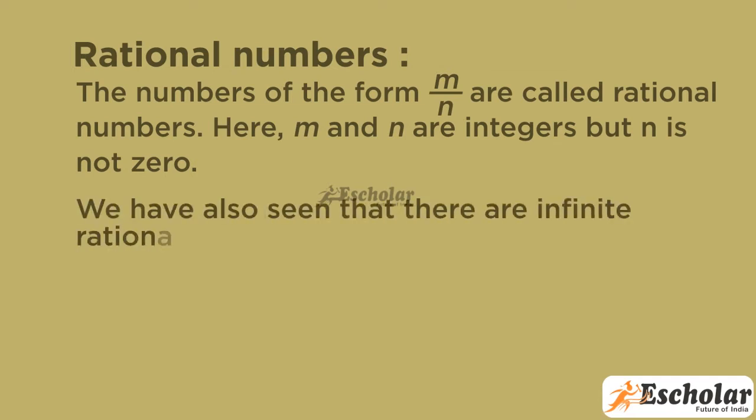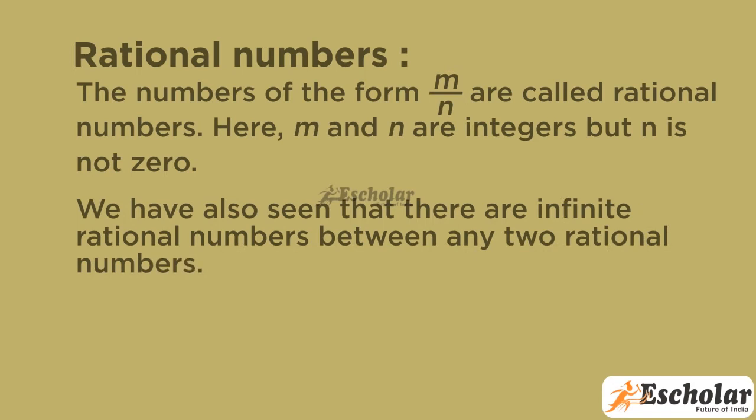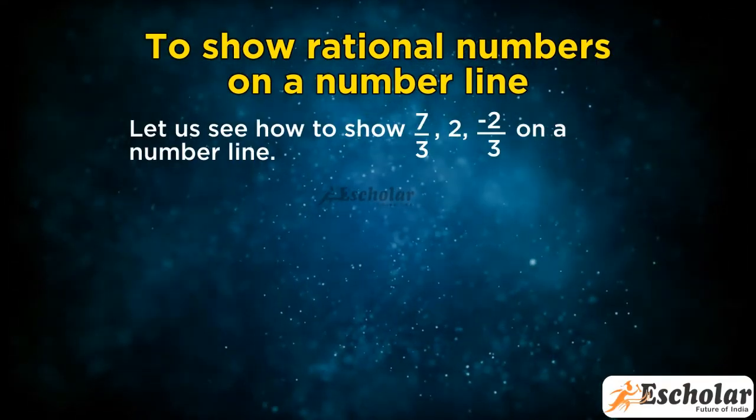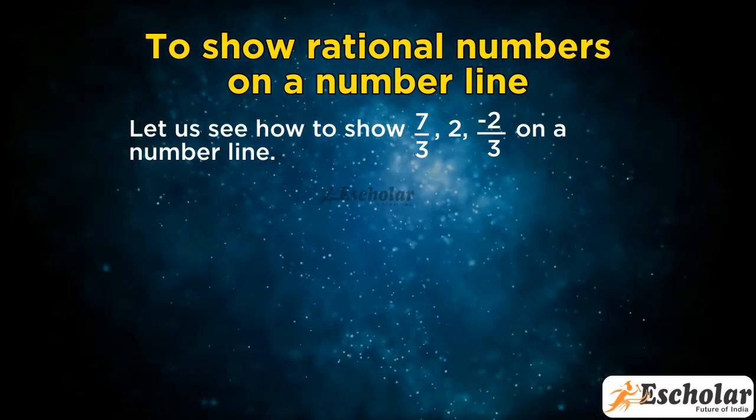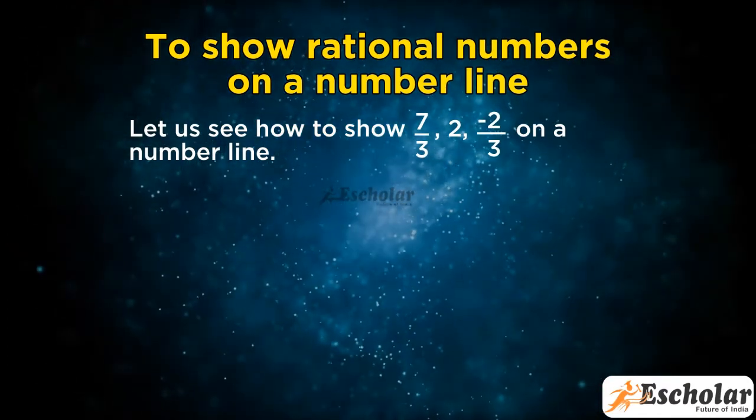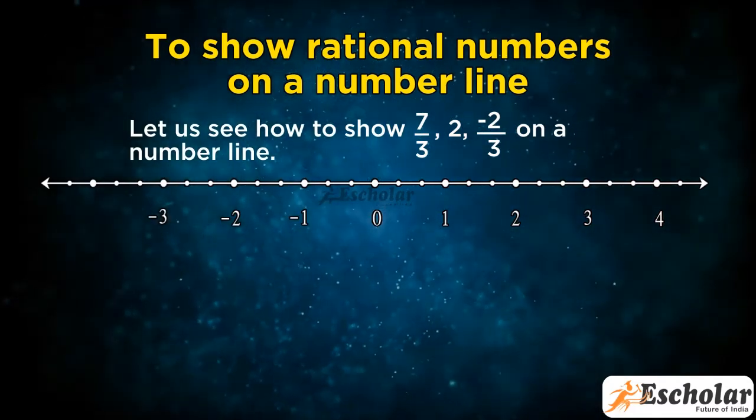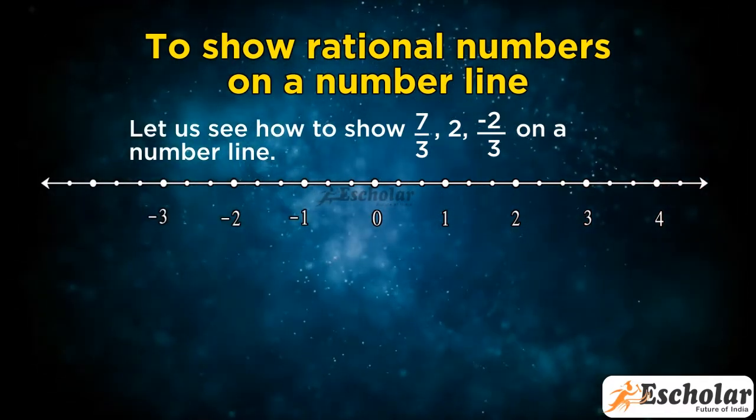We have also seen that there are infinite rational numbers between any two rational numbers. To show rational numbers on a number line, let us see how to show 7/3 and -2/3 on a number line. Let us draw a number line. We can show the number 2 on a number line.